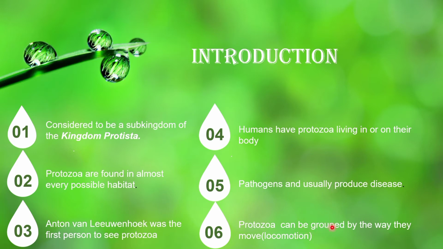Protozoa can be grouped by the way they move, which is locomotion. For example, amoeba are classified as phylum Rhizopoda because they use pseudopodia for locomotion and the feeding process.